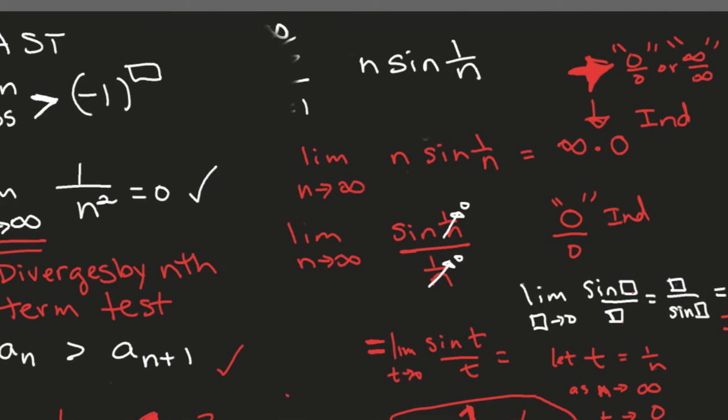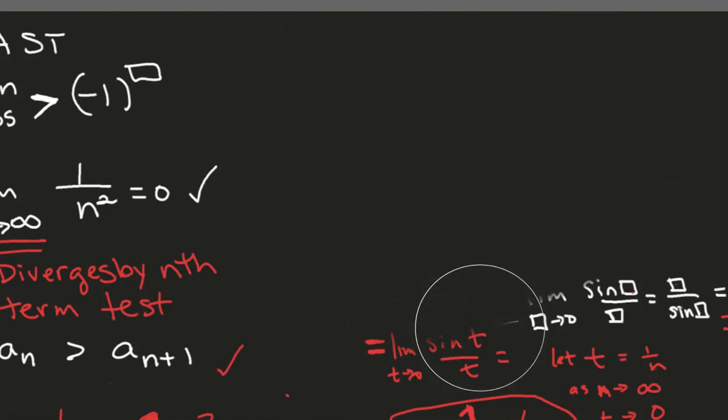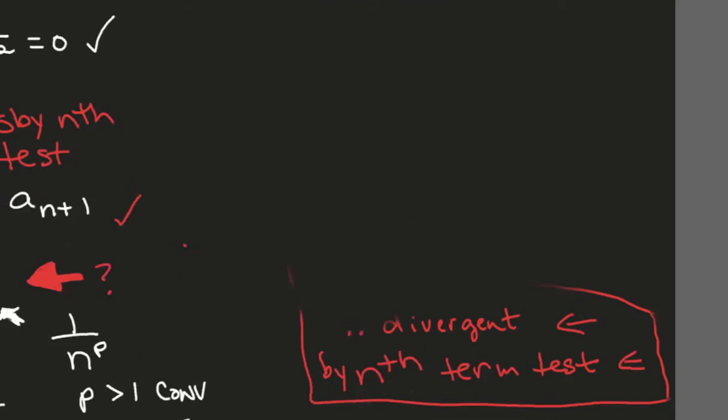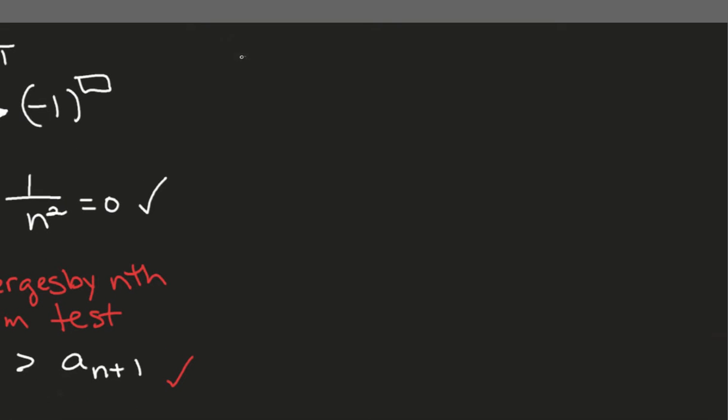All right, let's see which road we should go down next. So I'm thinking comparison test is going to be on there. What I'm going to do is approach that same problem we did earlier as a comparison test, the one that was 1 over n squared plus 4. Remember that one?